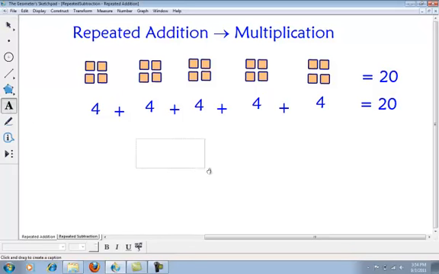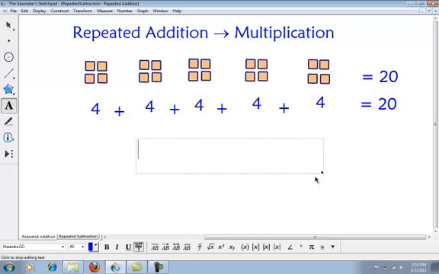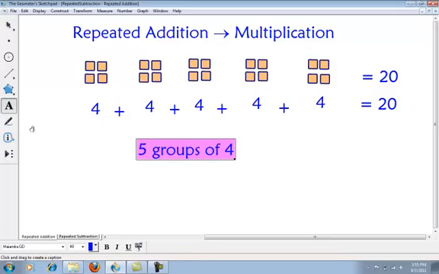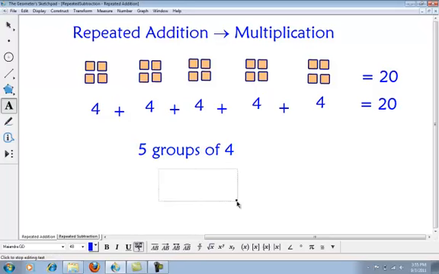Now, if you look at this picture, we could say that we have 5 groups of 4. We have 1 group, 2 groups, 3 groups, 4 groups, 5 groups with 4 in each group. So you can see that we've got 5 groups of 4. We can also write that like this: 5 groups of 4.